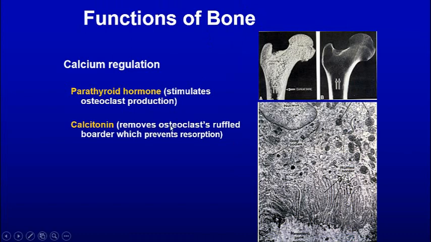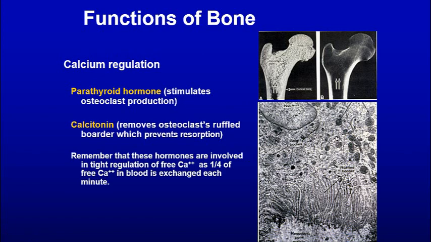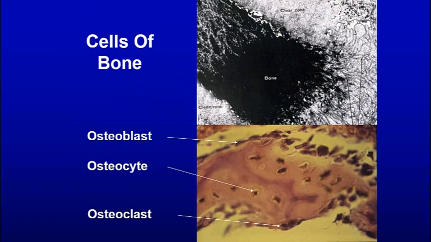Calcitonin removes the osteoclast ruffled border. If you remove the ruffled border, you eliminate the environment that allows digestion and resorption to occur, and as a consequence, you lower blood calcium levels by having less action of the osteoclast. Remember that 1/4 of the free calcium in the blood is exchanged every minute. So there's tight control here to maintain calcium levels in the body.